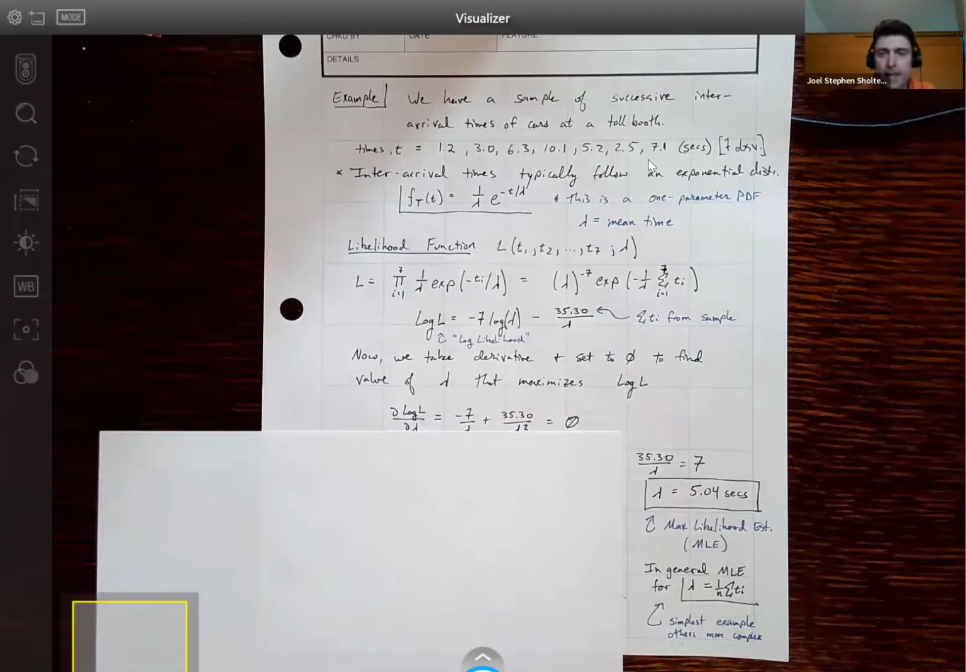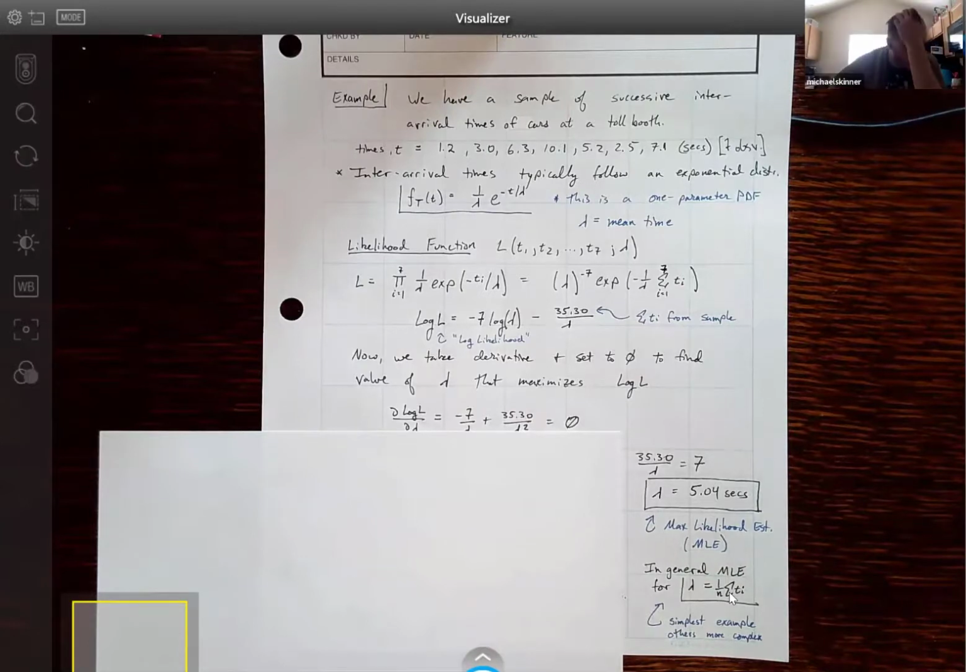So this is our maximum likelihood estimator of lambda, and in general, the maximum likelihood estimator, or MLE, of lambda is just simply the sum of t over n. Well, maybe I didn't do that right. For my mean, I got 5.05. Yeah, you know what? I didn't do that right.